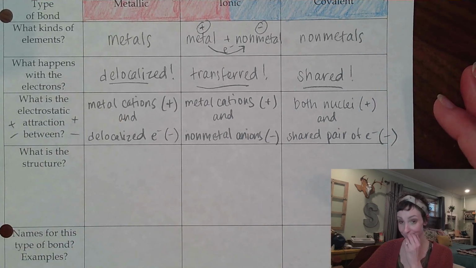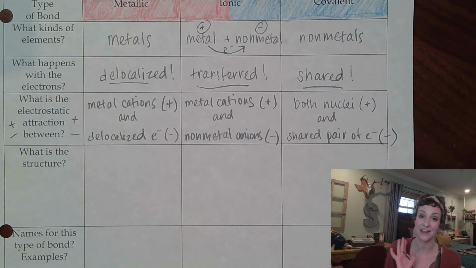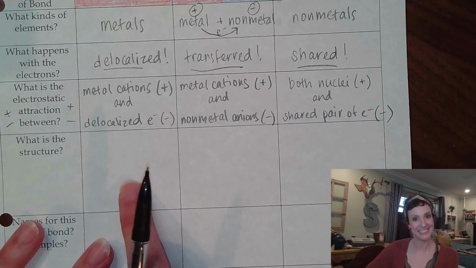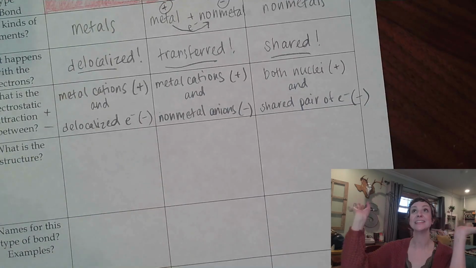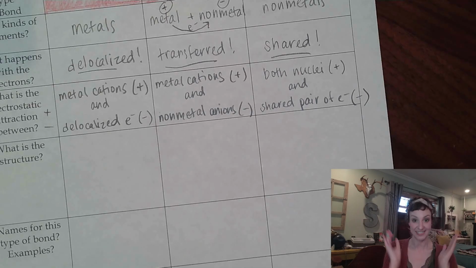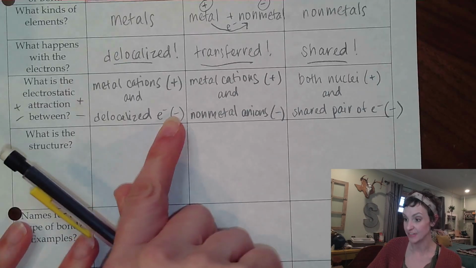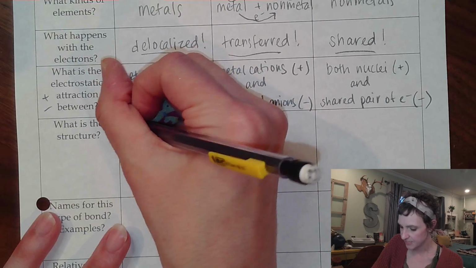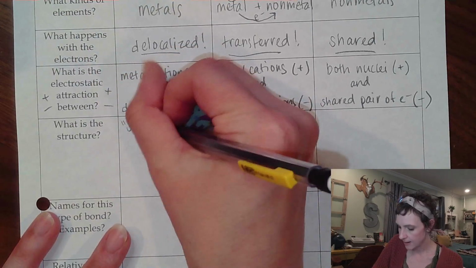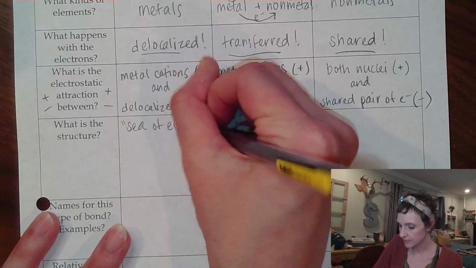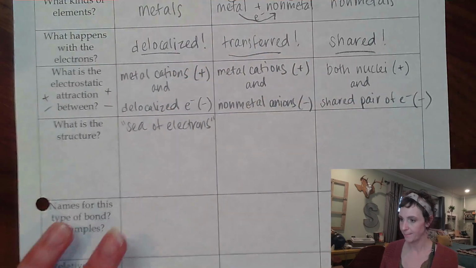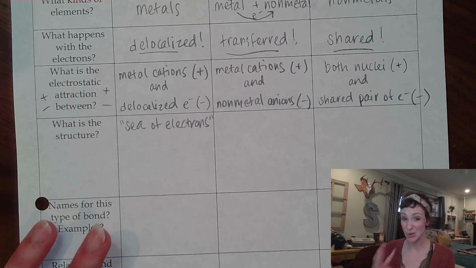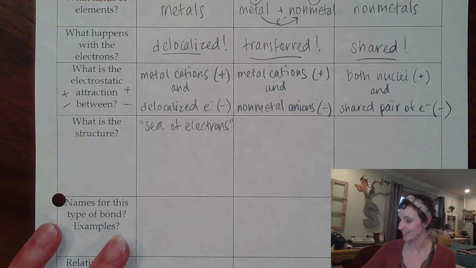I'm very excited. Okay, what is the structure? So each one of these different types of bonds has a unique structure, right? So my metallic bonds are with the delocalized electrons swimming around. That is the sea of electrons. So we're going to write sea of electrons up here on top of this box. Sea of electrons, right? And we're going to draw a picture of what this sea of electrons looks like.